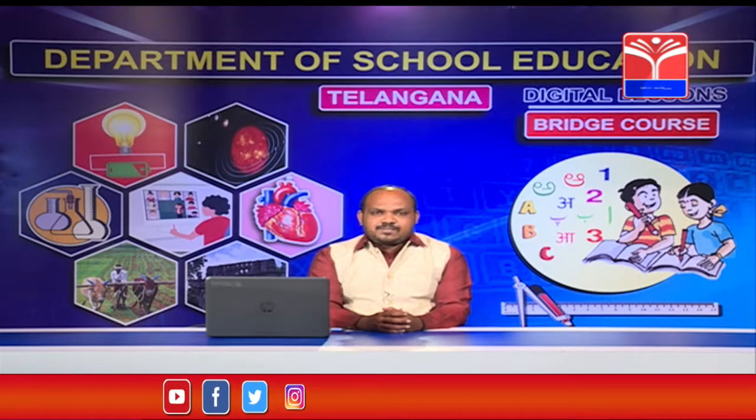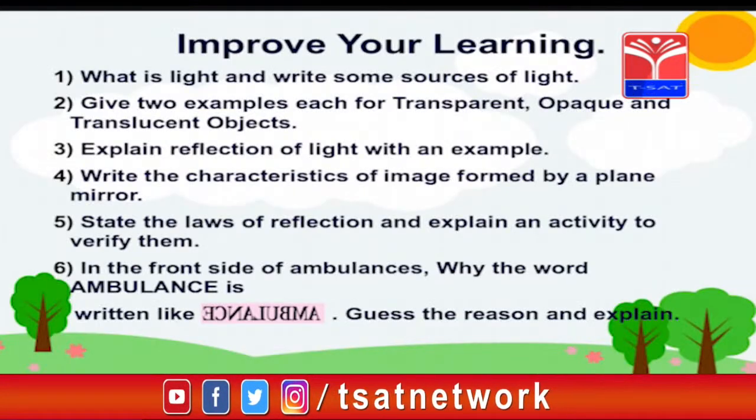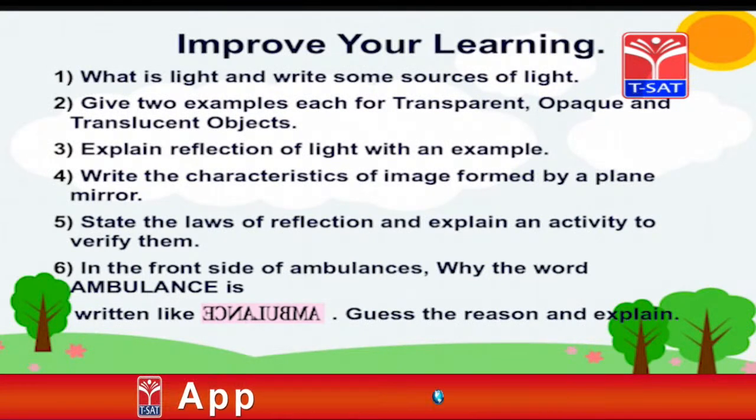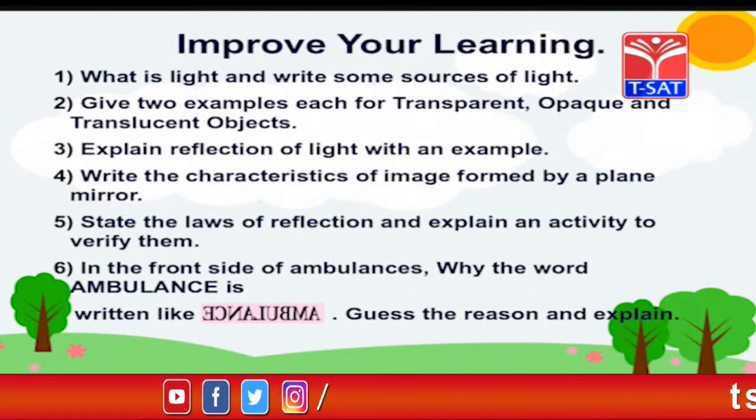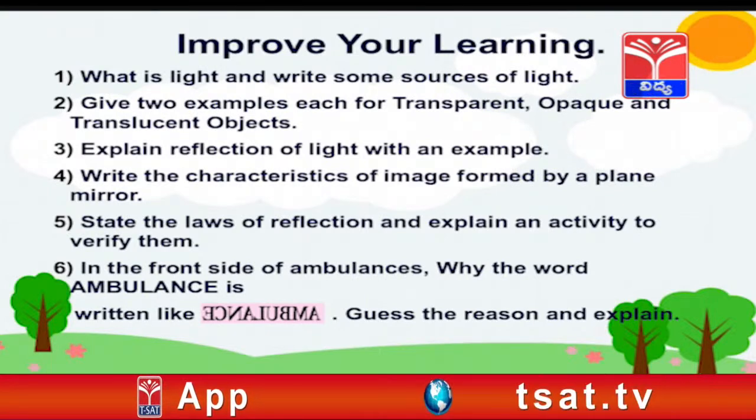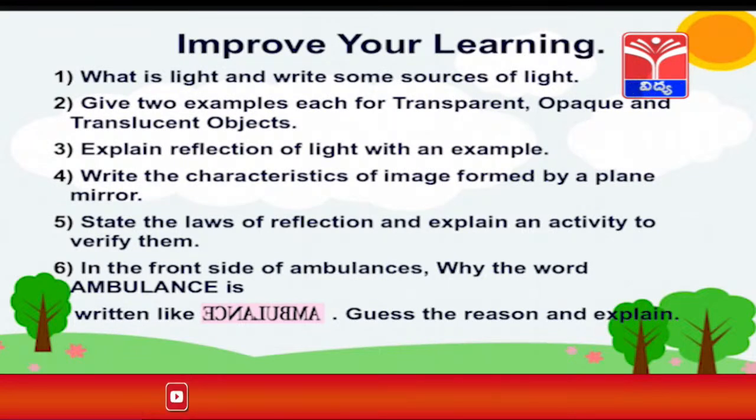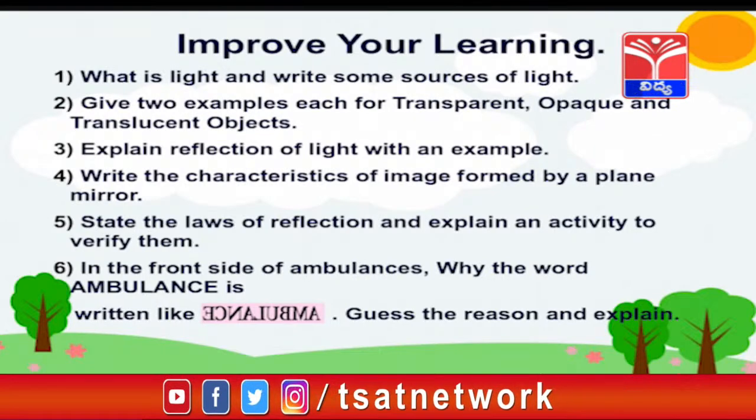Children, let us improve our learning. What is light, and write some sources of light. Give two examples each for transparent, opaque, and translucent objects. Explain reflection of light with an example. Write the characteristics of image formed by a plane mirror. State the laws of reflection and explain an activity to verify them. In front of the ambulance, why is the word ambulance written in lateral inversion? Guess the reason and explain.